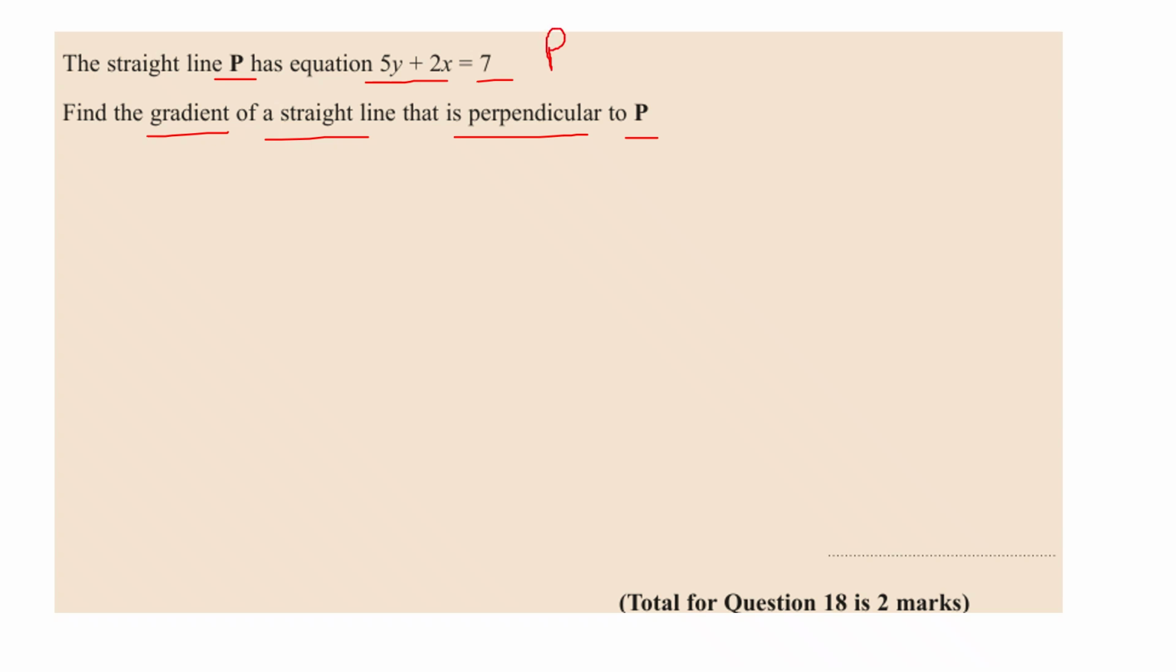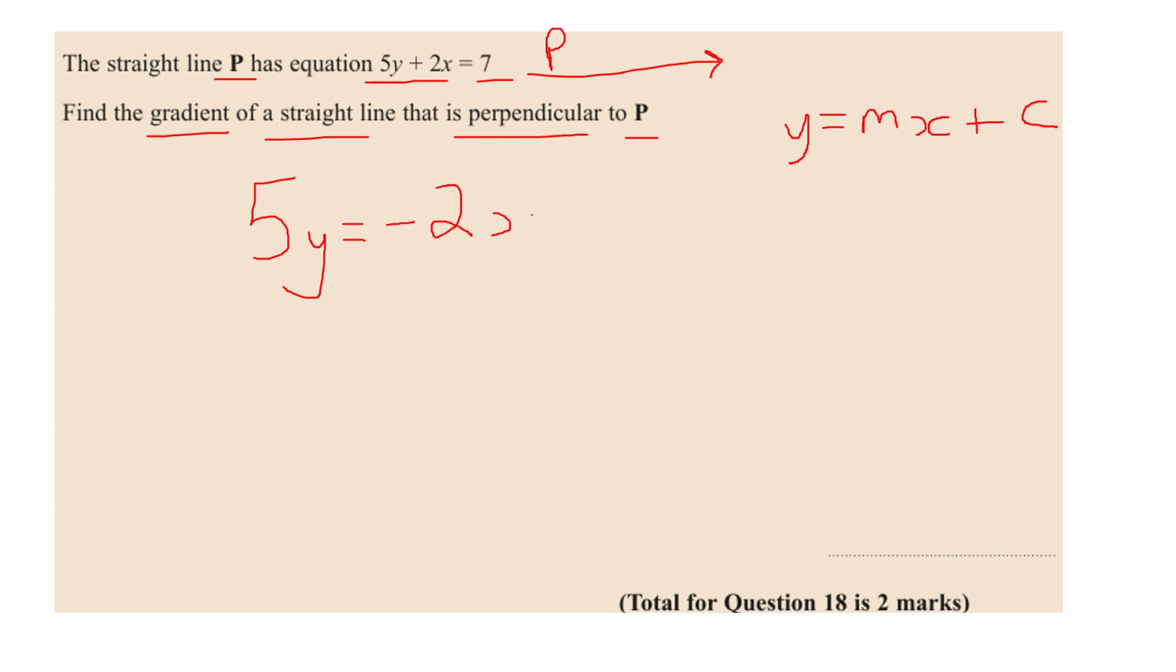So step 1, I'm going to rearrange equation P in the form y equals mx plus c, where m is our gradient, the coefficient of x, and c is our y-intercept. I'm going to subtract 2x on both sides, so I have 5y equals, and rather than write it as 7 minus 2x, I'm going to write it as minus 2x plus 7, because I want it in that format of y equals mx plus c.